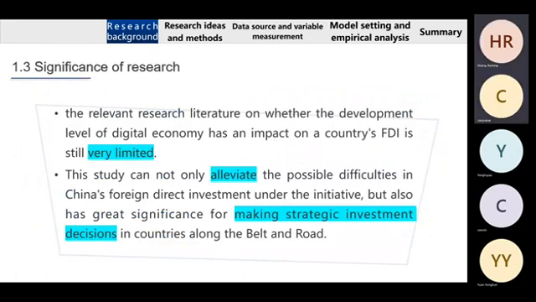In conclusion, research literature on whether the digital economy development level impacts a country's foreign direct investment is very limited. So it's necessary to study this aspect.